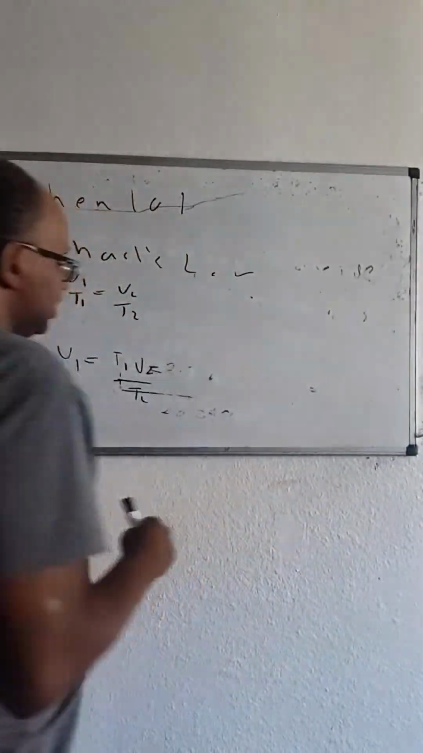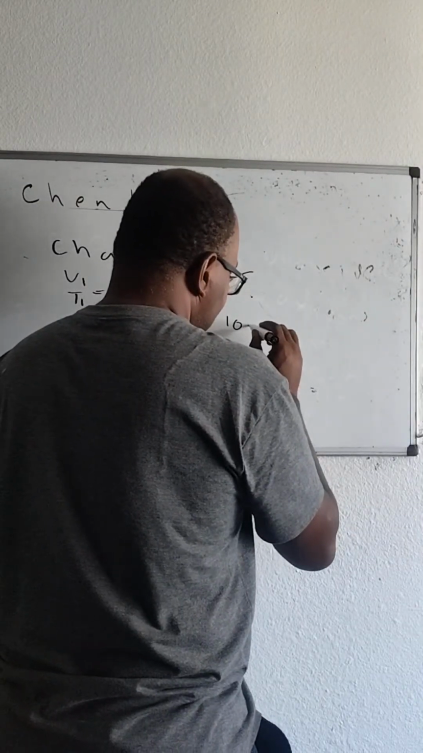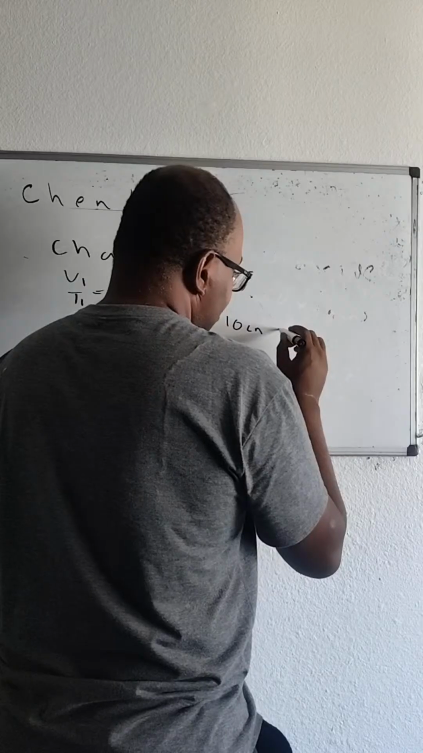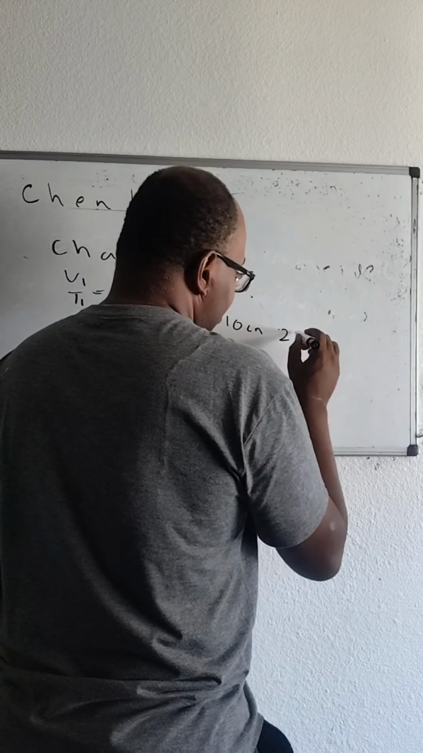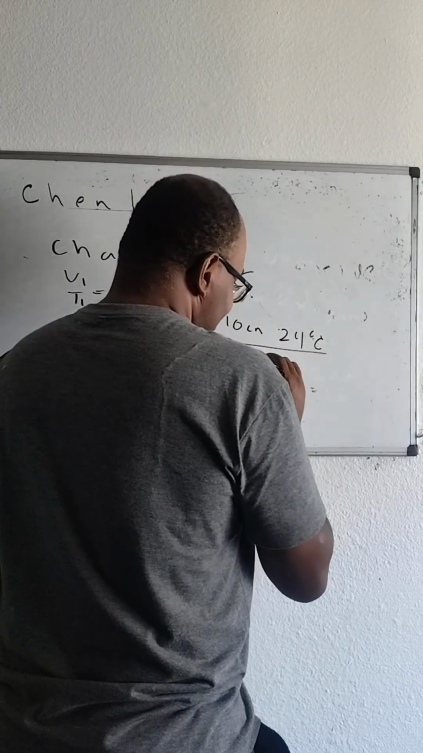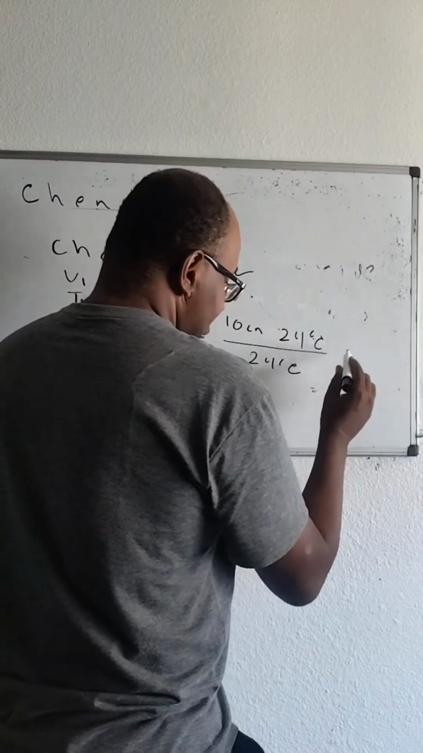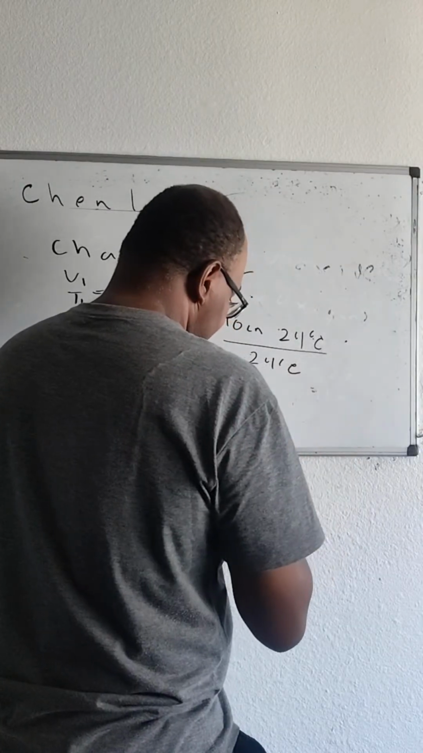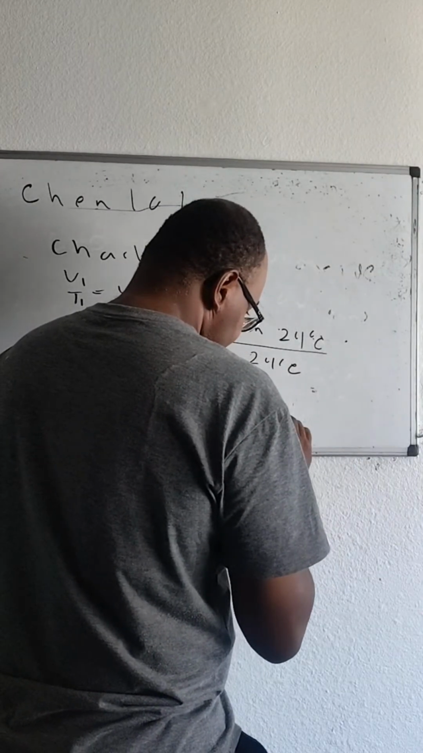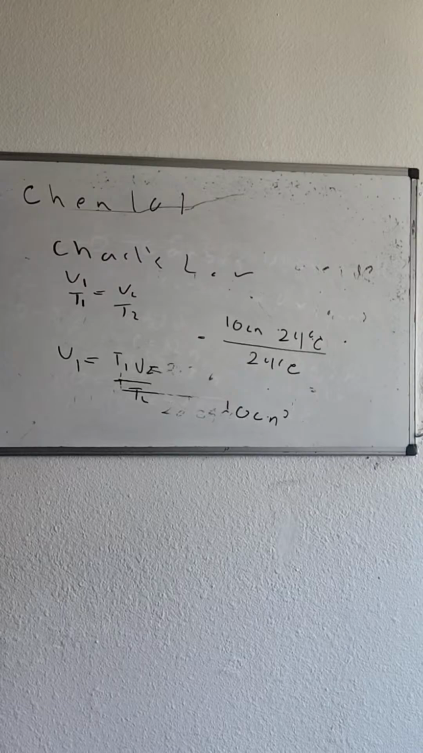So we're gonna multiply, let's say 10 cubic centimeters times, let's say 24 degrees Celsius divided by 24 degrees Celsius. Basically, you can cancel out these units and you have 10 cubic centimeters as your volume.